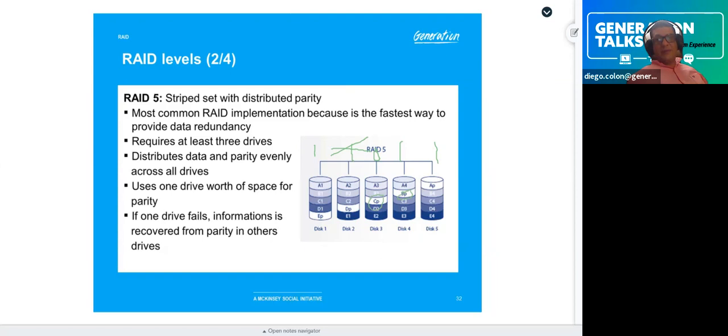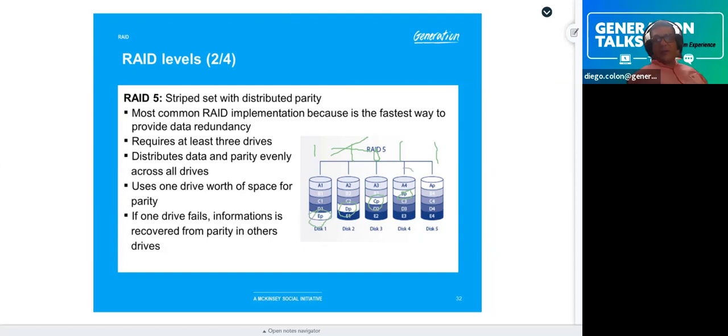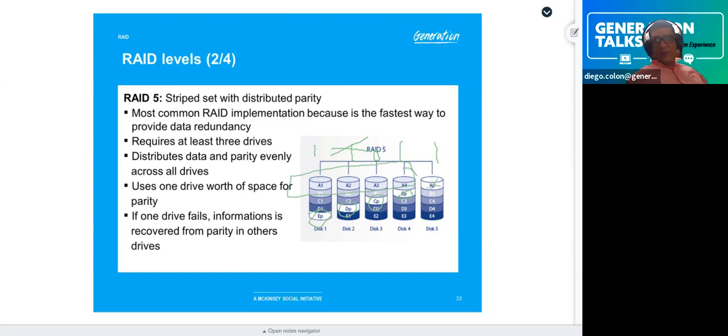But even so, if you had all your parity bits in the same drive and you lost that drive, you would still have all your data. Right. If I lost this, I still have my original data, so I don't even need to do any parity.